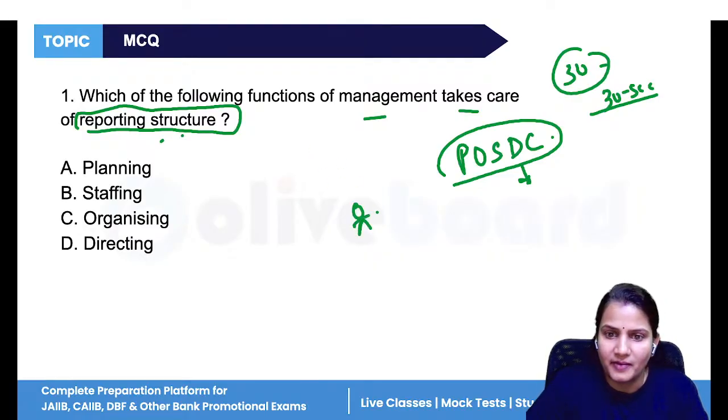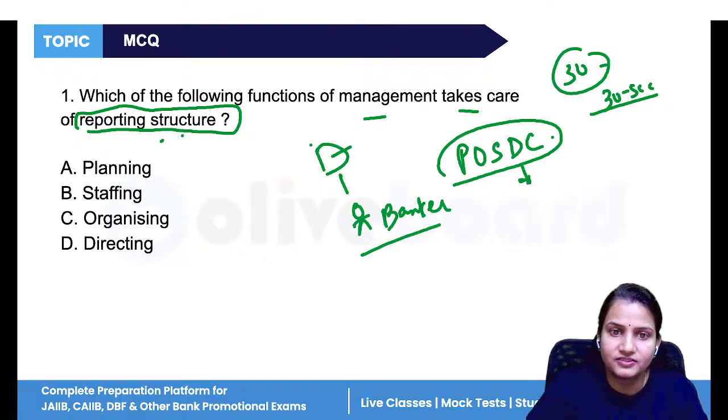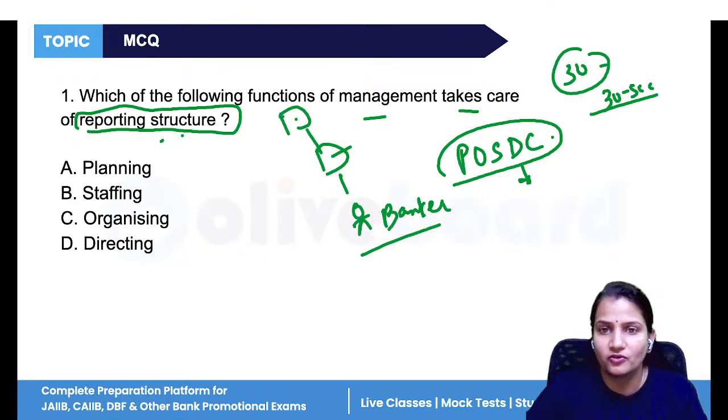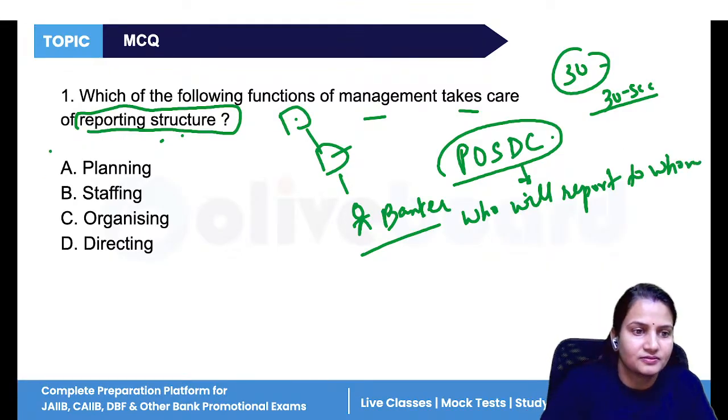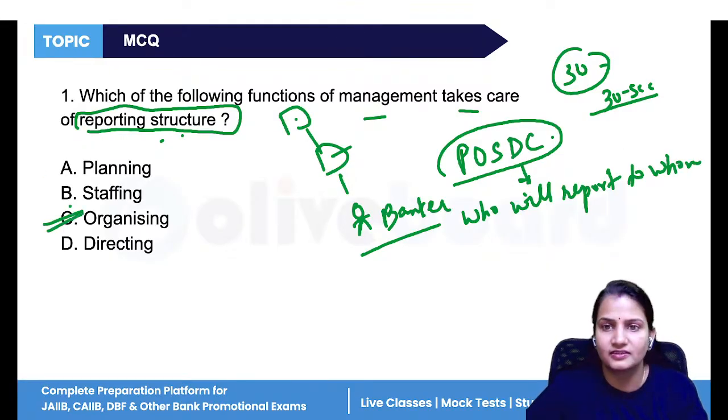suppose you are a banker. Whatever work you have been assigned, you have to report it to someone senior to you. That senior person will report to someone else who is senior to that person. Reporting structure means who will report to whom. So which function of management tells this? That is organizing. So organizing tells the reporting structure.